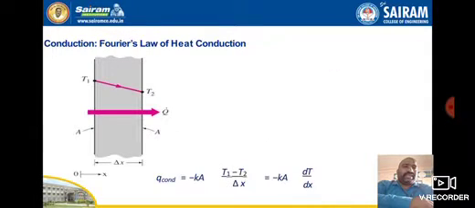Next, the theory of the Fourier law of heat conduction. Here a plane wall is there having temperatures T1 and T2, where T1 is greater than T2, with a thickness of delta X. Finally we can write the heat conduction as minus kA (T1 minus T2) divided by delta X, or we can write it as minus kA dT by dx, where the minus sign indicates a decrease in temperature, k is the thermal conductivity of the material, A is the surface area, and dT by dx is the temperature gradient.